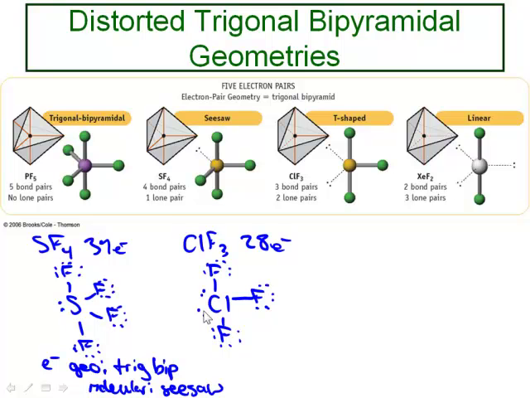Trigonal bipyramidal electron pair geometry, T-shaped molecular geometry.